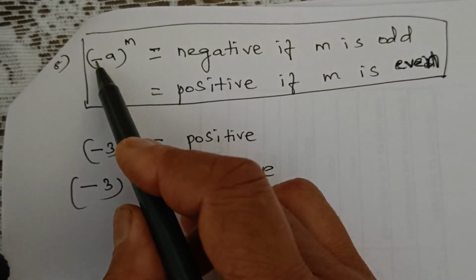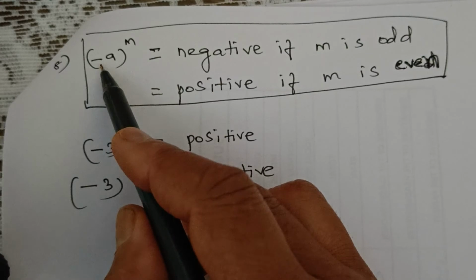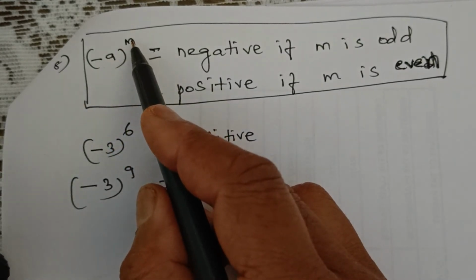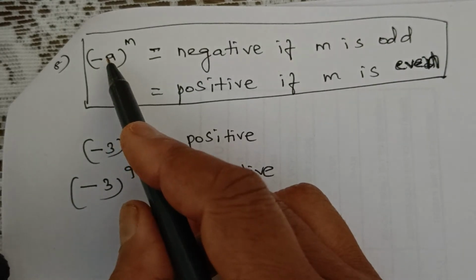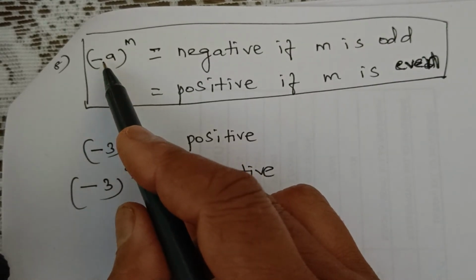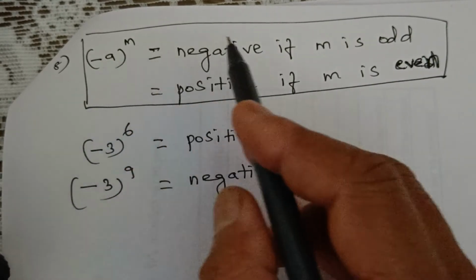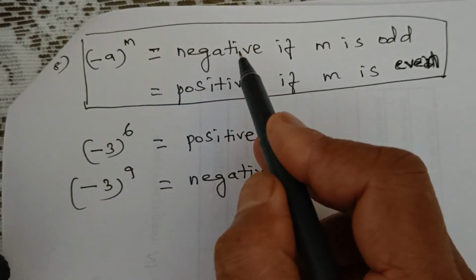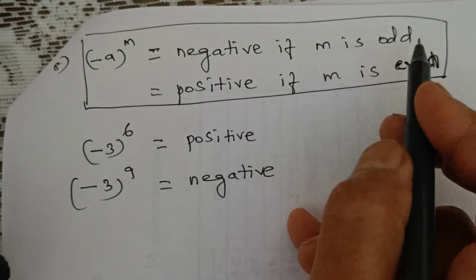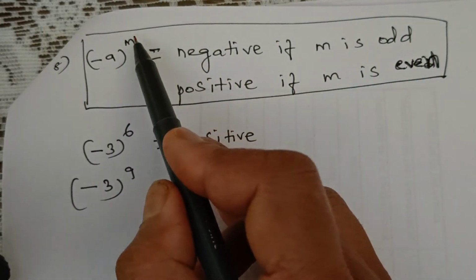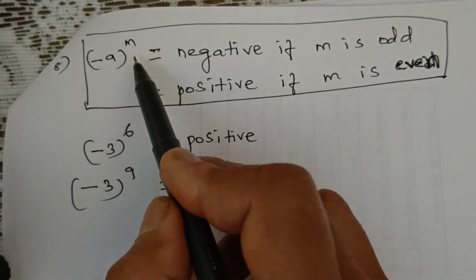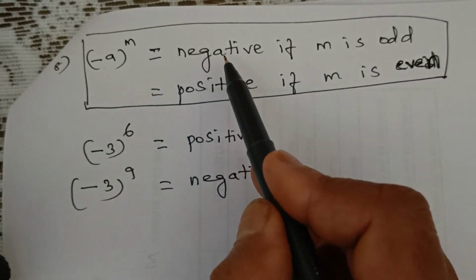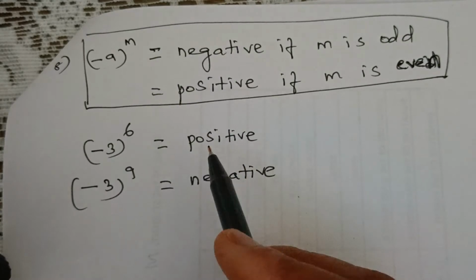If the base is negative, minus a is the base and m is the power. The base is a negative number. Is it a negative number? Yes, because there is a minus sign, it's a negative number. Then, when you multiply them, the answer becomes negative. Negative means minus. If the power m is an odd number, then when you multiply this minus a m times, your answer is negative.